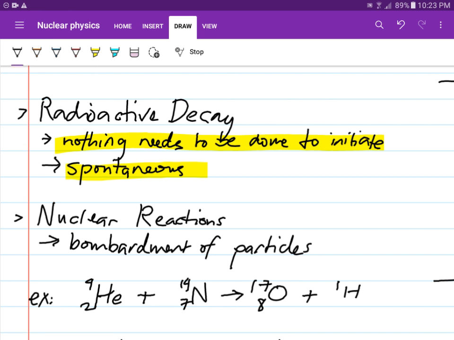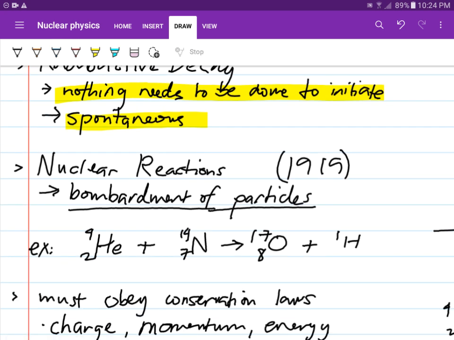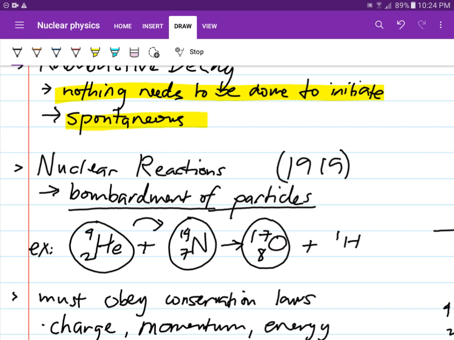One way to start a nuclear reaction is to bombard a nucleus with particles. For example, in 1919, Rutherford experimented with the nucleus of a nitrogen atom. He sent alpha particles to bombard the nucleus of a nitrogen atom, and he observed that the nitrogen nucleus changed into an oxygen nucleus plus one proton.